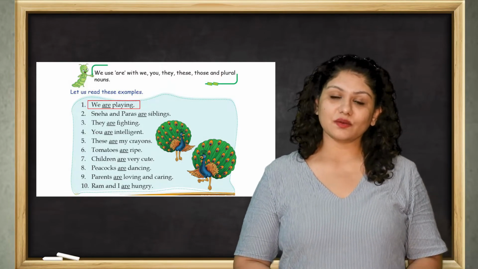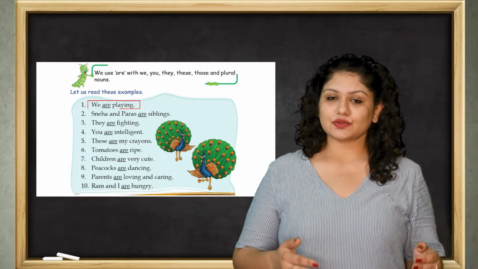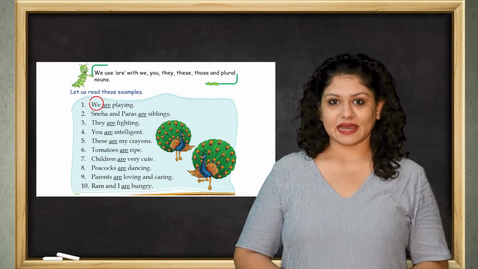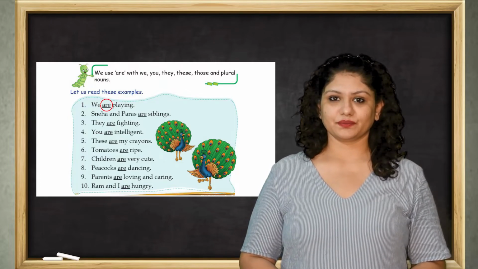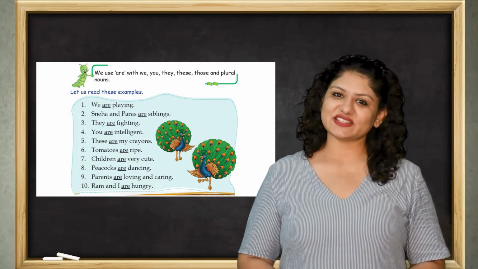We are playing. That is the first example in your book. So, the sentence is trying to connect we and playing with the helping verb are. Look at the rest of the exercises and the examples with your teacher or your parents.